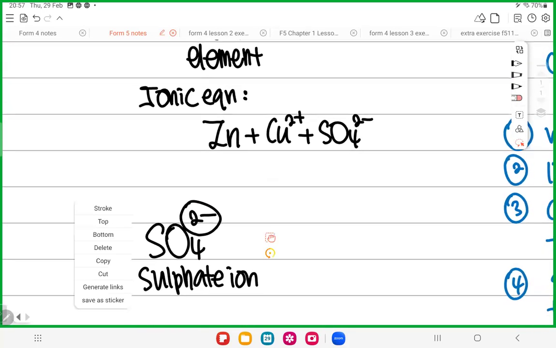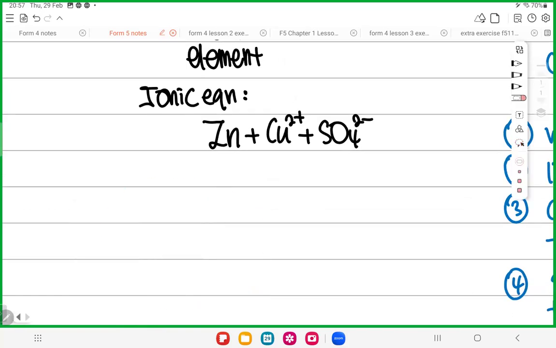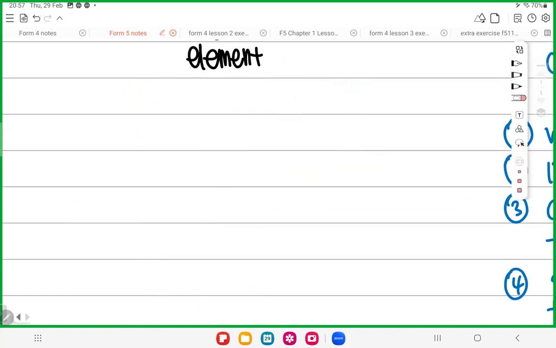Now let's go on to the right-hand side. So let me move it here first. Sorry, I accidentally erased it.